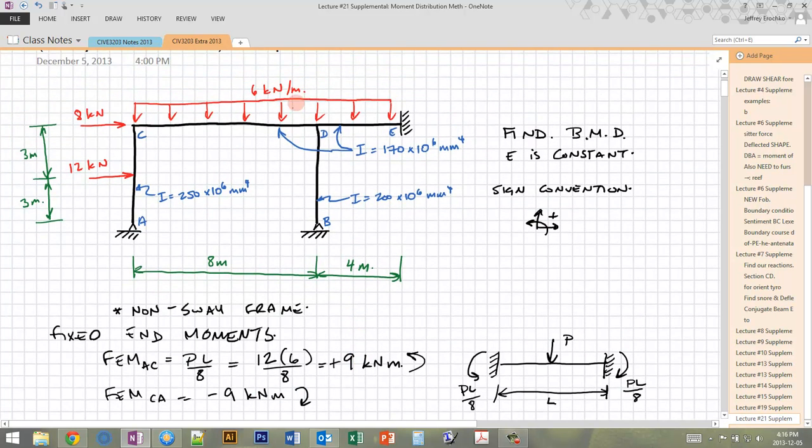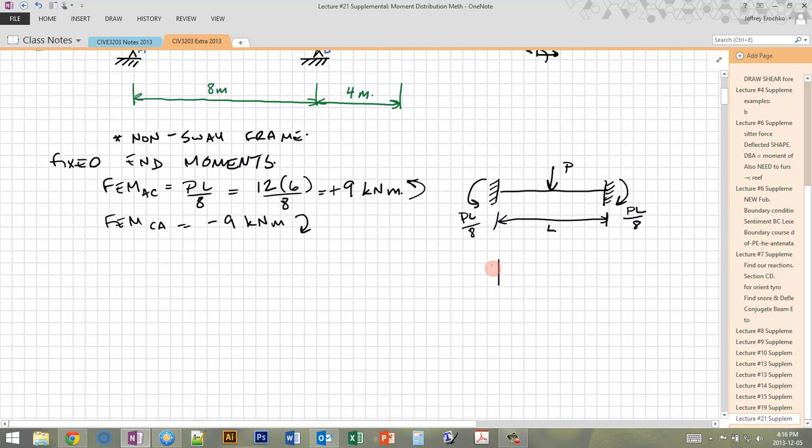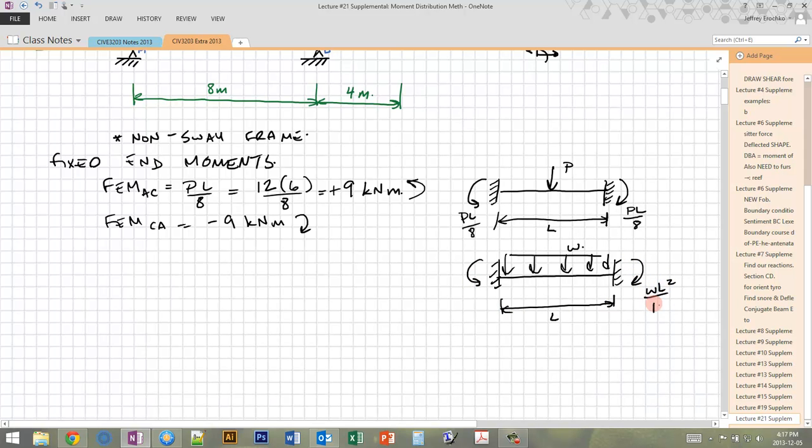Then if we look at CD, which has a distributed load, the distributed load fixed end moment situation looks like this. So we have our fixed ends. And if we have a uniformly distributed load on this member of W and a length of L, and we look in here, we're going to find that our fixed end moments are WL squared over 12 on each side. Positive according to our sign convention on the left, and negative according to our sign convention on the right. So we do FEM CD is WL squared over 12.